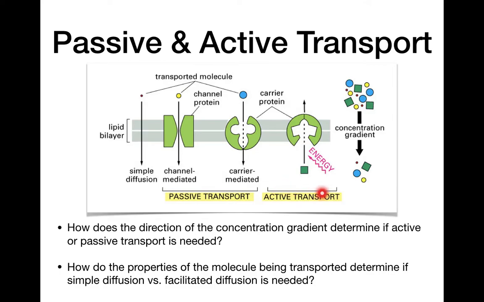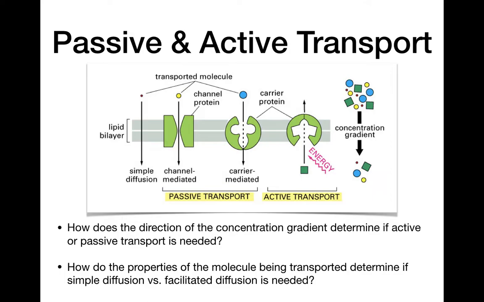So that is then called active transport. Active transport is anything that requires ATP, and passive transport can have a variety of forms, but in general they all require no energy because they're going with the concentration gradient. The thing to keep in mind here is that the size, polarity, and other properties of the molecule will also help determine whether simple diffusion or facilitated diffusion is needed.